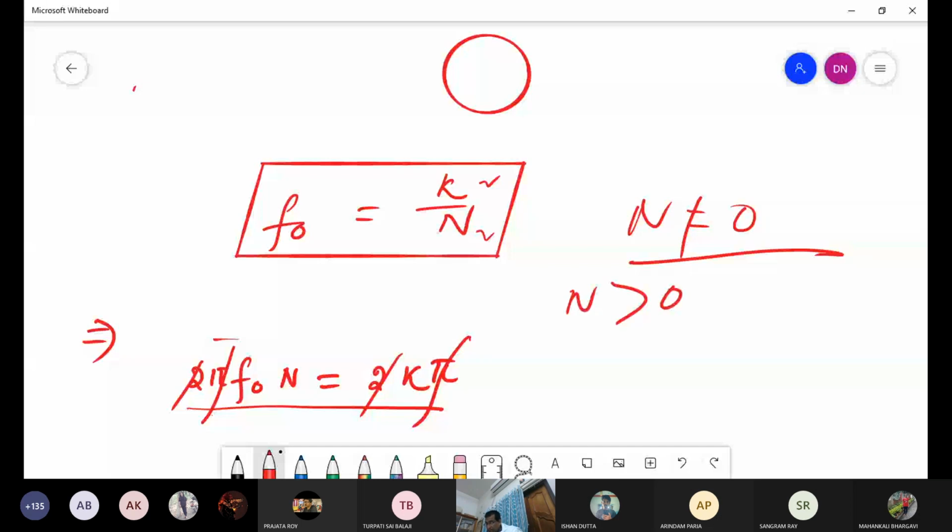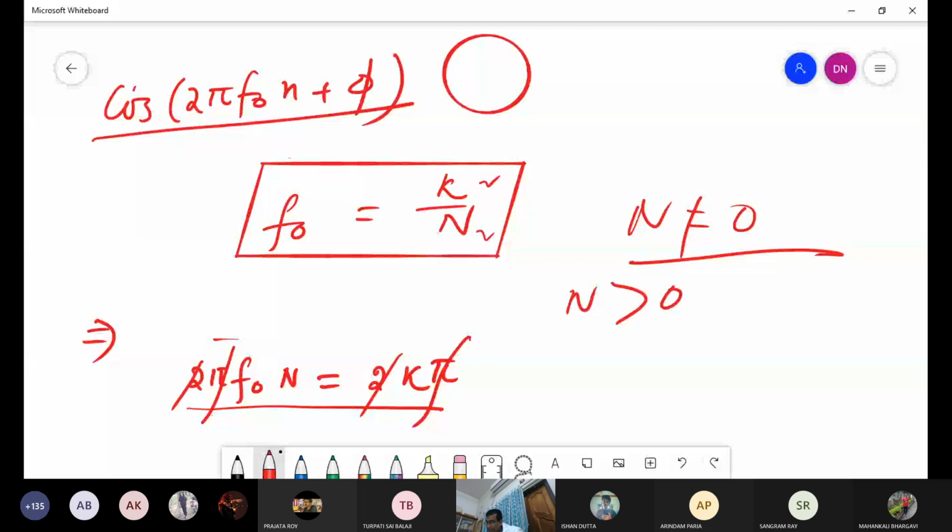Therefore, what I want to say is that this signal cos twice pi f0 n plus phi will be periodic if and only if this f0, the frequency, becomes a rational number. So the conclusion is that in case of a discrete time signal, the function is cosine, but it is not always periodic. It will be periodic under this condition, if and only if this frequency parameter f0 is a rational number. Have you got my point? Yes, sir. It is not always periodic.